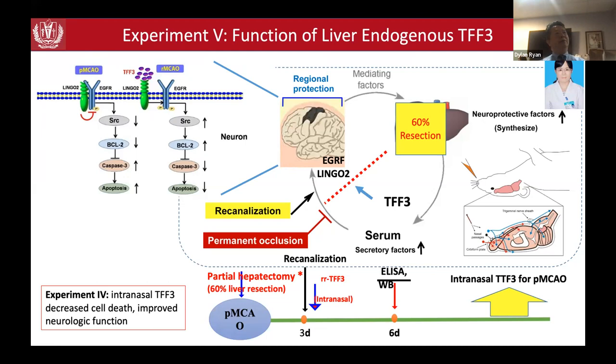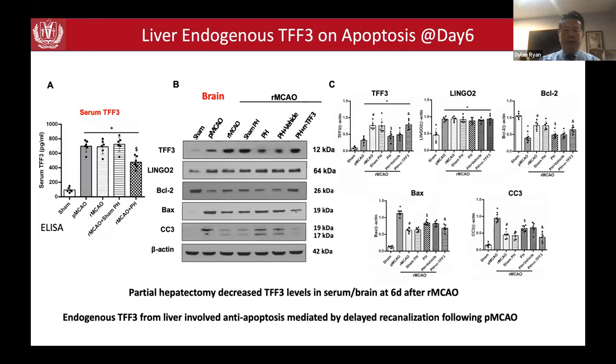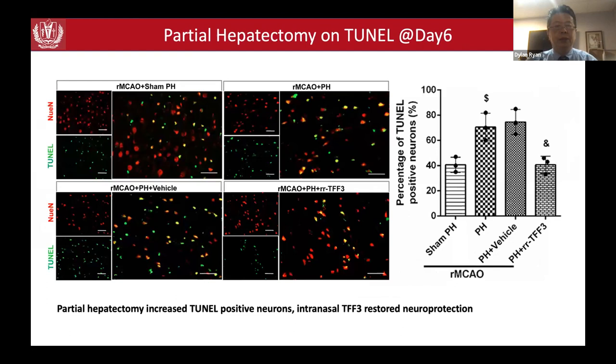So we did this, you can see, when we do liver resection, the level of TFF3 decreases. You can see that on the left side, the serum level decreases. In the brain, the level is also decreased. The PH means the liver resection. And then the last one, we add recombinant TFF3 by nose, it will come back and then produce neural protection. You see the same thing, the TUNEL, meaning cell death level, decreased again.